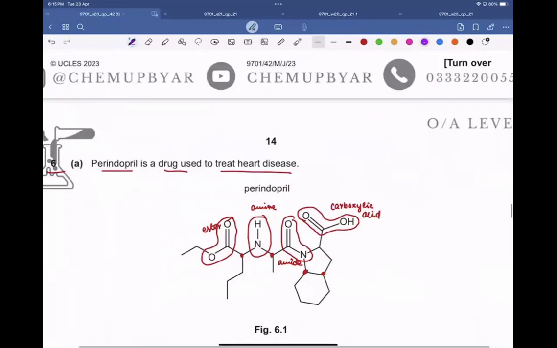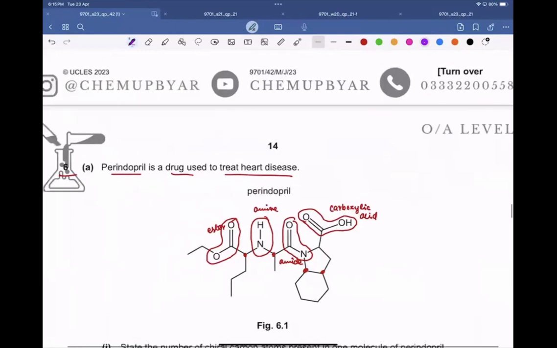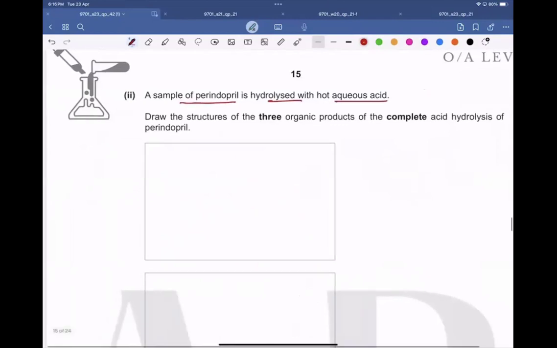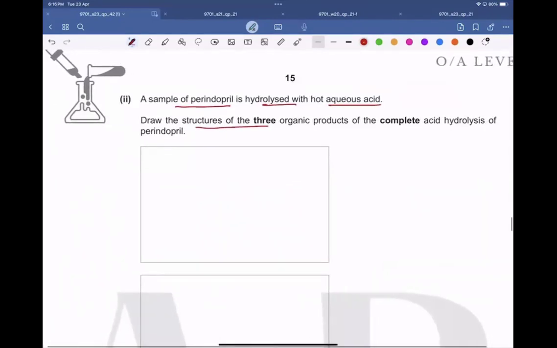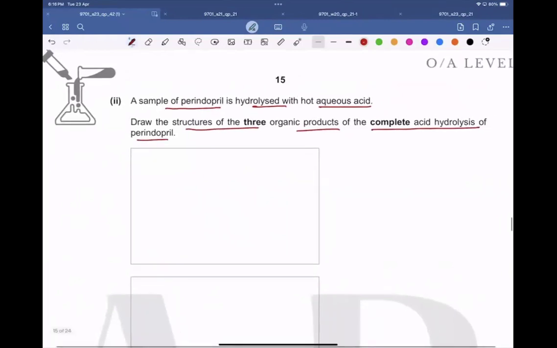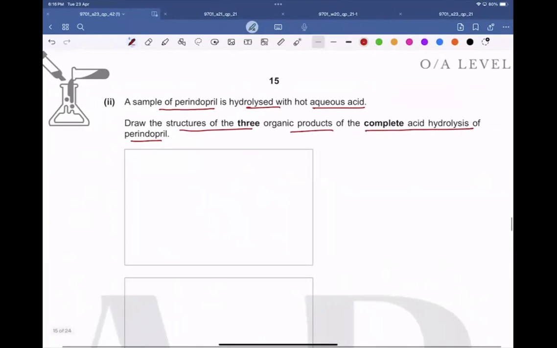Now, next part. A sample of perindopril is hydrolyzed with hot aqueous acid. So it means acidic hydrolysis. Draw the structure of the three organic products of the complete acid hydrolysis of perindopril. So it's better to draw the perindopril over here. It will make it easy for you to understand.